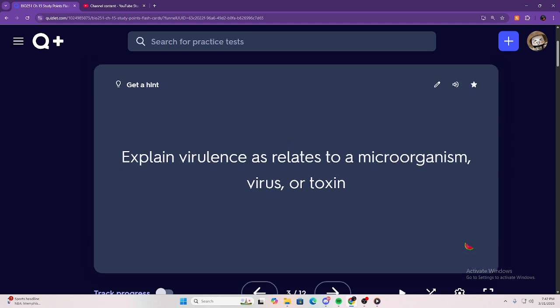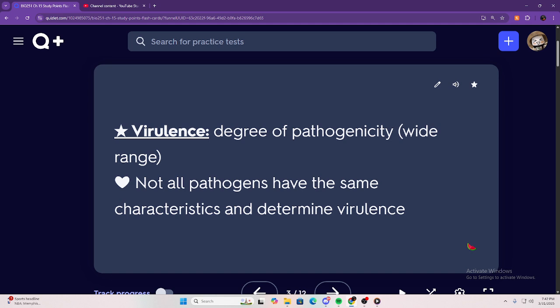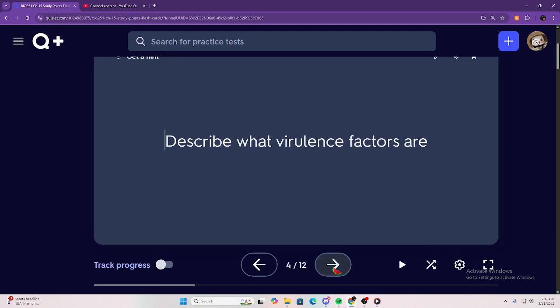Explain virulence as it relates to a microorganism, virus, or toxin. So virulence is the degree of pathogenicity. Virulence is how bad a pathogen can be, how deadly it could be. And not all pathogens have the same characteristics that determine virulence. Basically, they're not all going to be this deadly or this non-deadly.